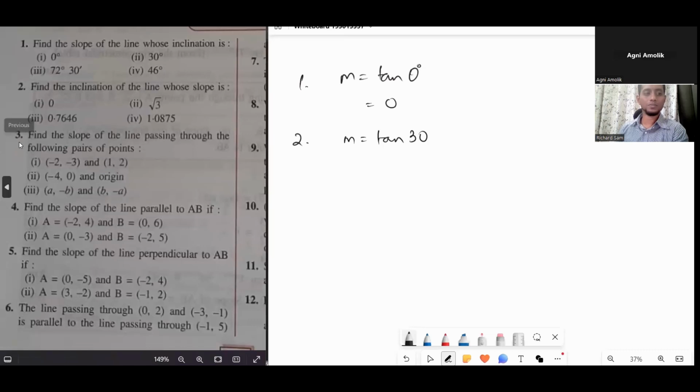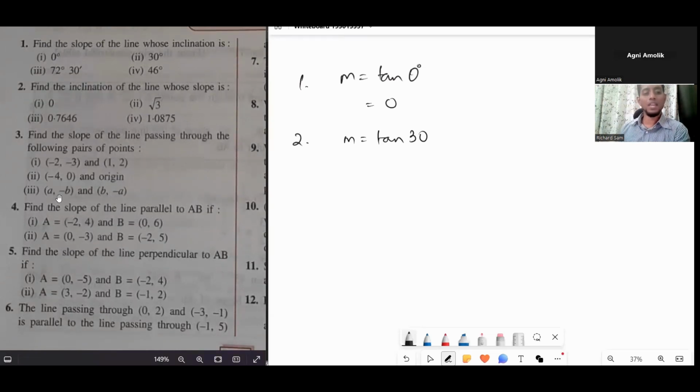Okay, here, third one. Find the slope of the line passing through the following pairs of points. Now, which formula will we use? Second formula, right? Yes, y2 minus y1 upon x2 minus x1. So the two points we have, see the second question, are (-4, 0) and the origin. What are the coordinates of the origin? 0, comma 0.